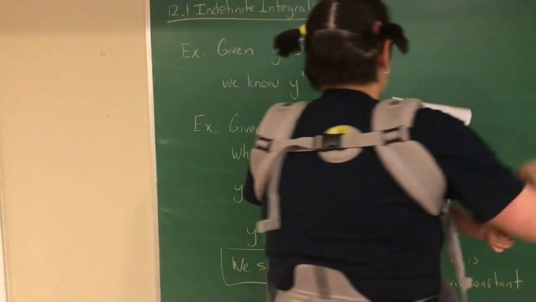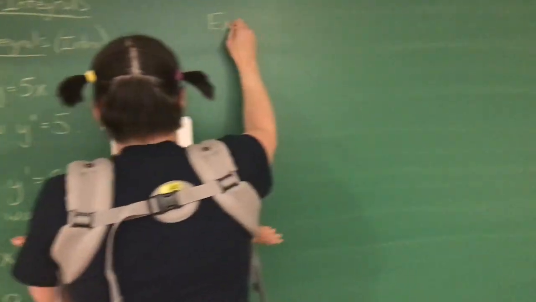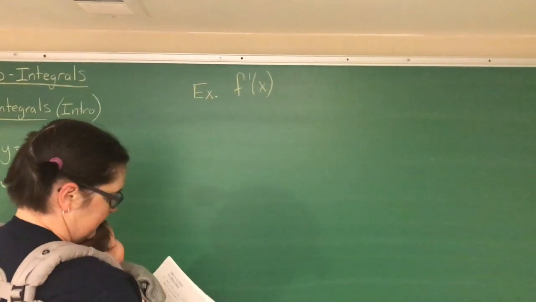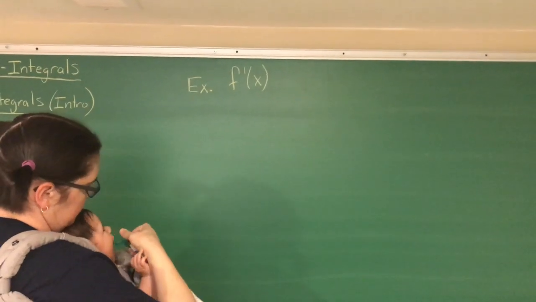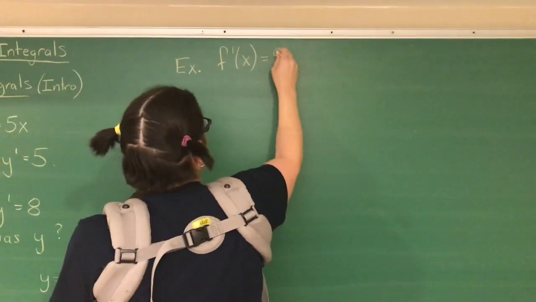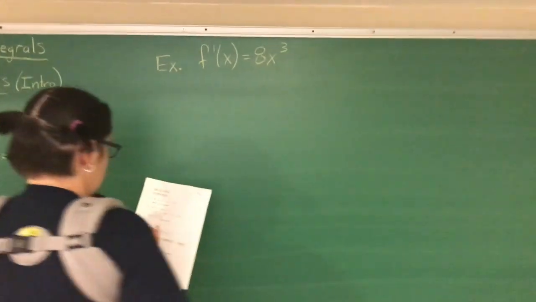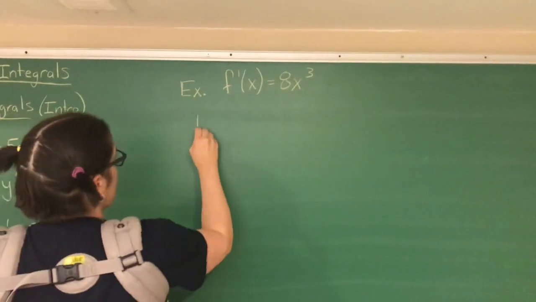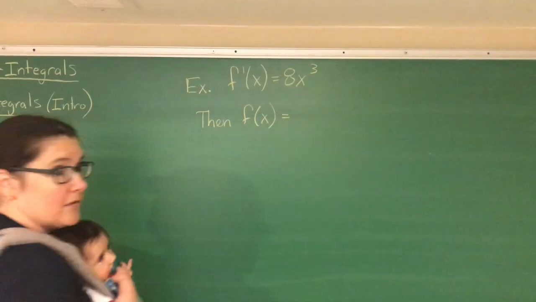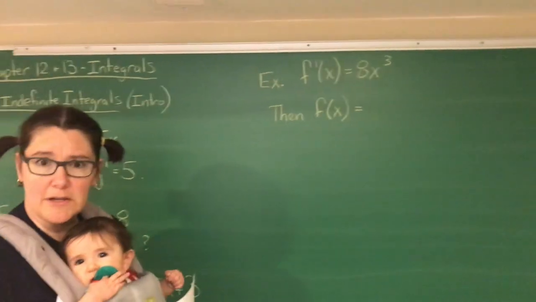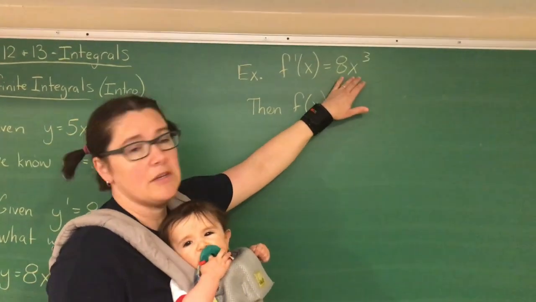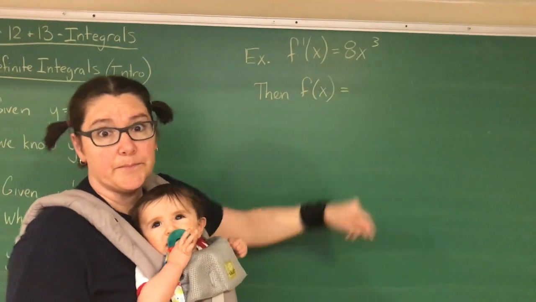Okay, so let's look at another example. F prime of x is equal to 8x to the third. So the question is, what was the original function? And I encourage you to pause the video for a minute and think about, what would the original function have to be so that its derivative would be 8x to the third?